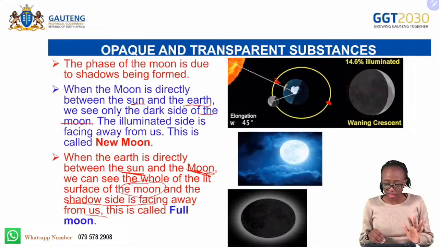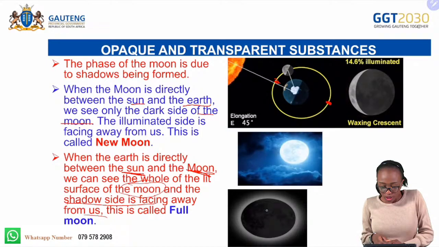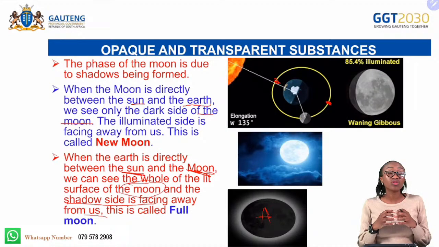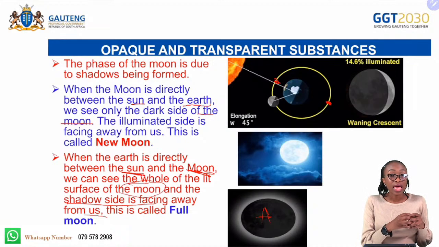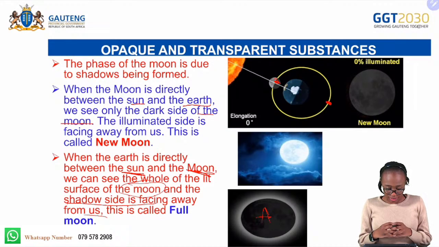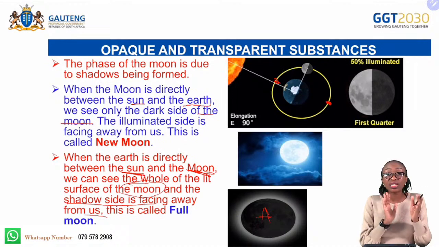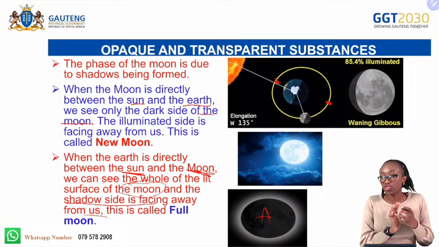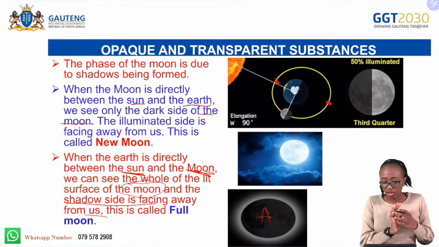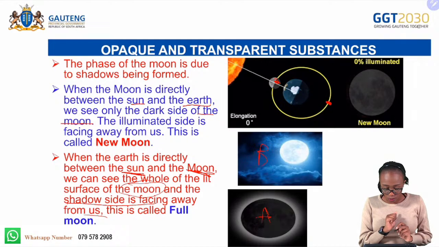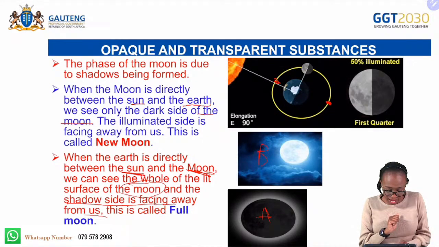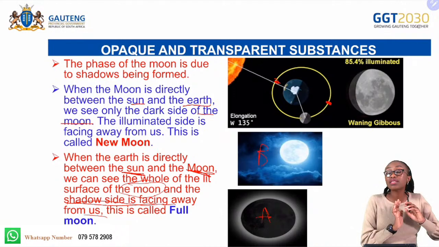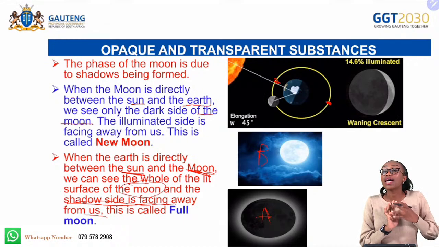So when the moon is illuminated in this way, then we know that the position of the moon is between the sun and the earth. What does it mean? It means that the illuminated side of the moon is facing away from us. So what are we seeing? We're seeing the shadow. If it looks like this, then we know that the side of the shadow is facing away from us. We are not seeing the side of the shadow. We are seeing the side of the moon that is lit.